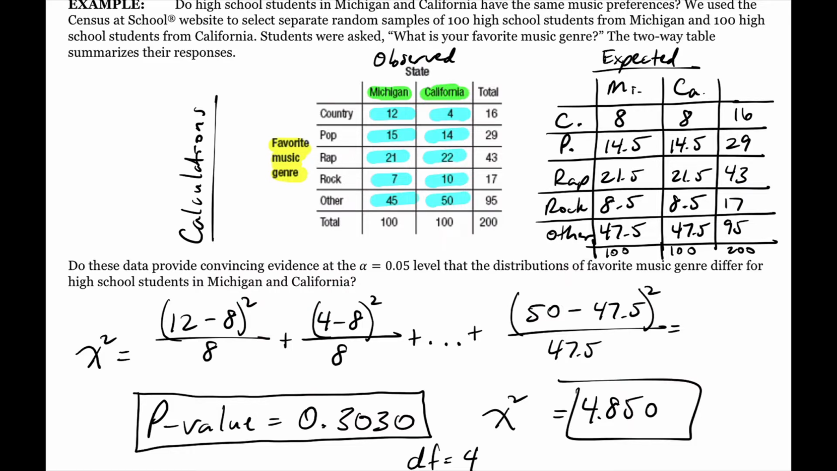So the biggest difference, let's see. The difference here is 12 and 8. That's 4. The biggest difference here is 4 and 8. That's 4. Here and here, that's half. Same thing here. Here and here is half as well for rap. Rock has a little bit of difference, but that's 1.5. Other is 2.5. So the biggest chi-square was country. Country for both. Okay? Country for both. It was the one that was the furthest away from what was expected.